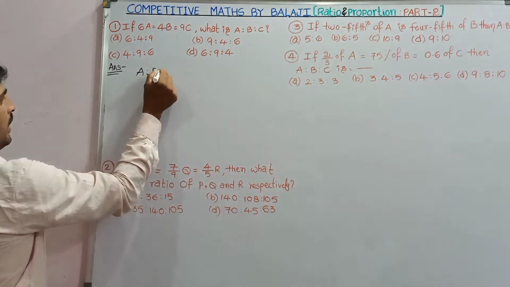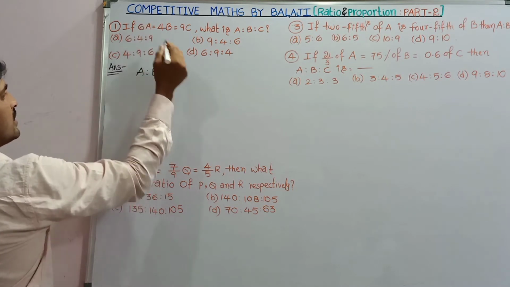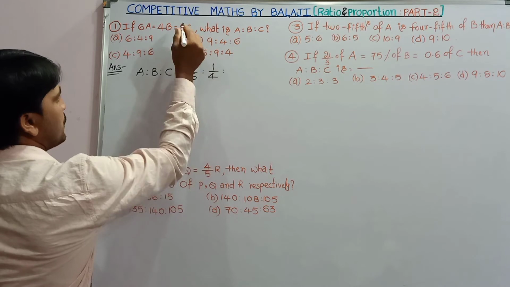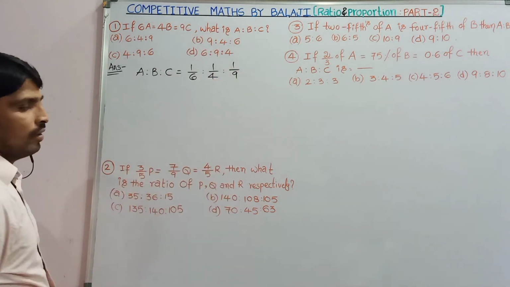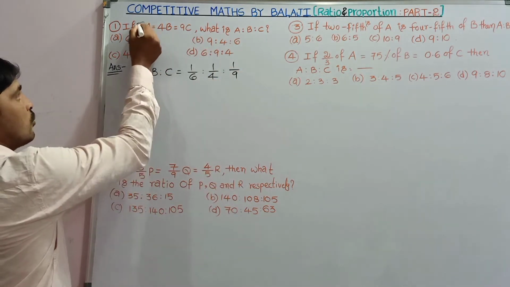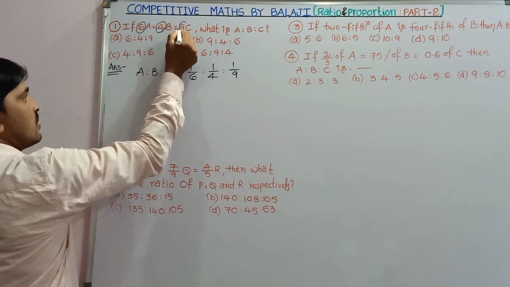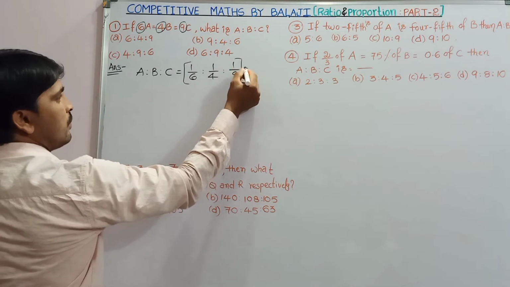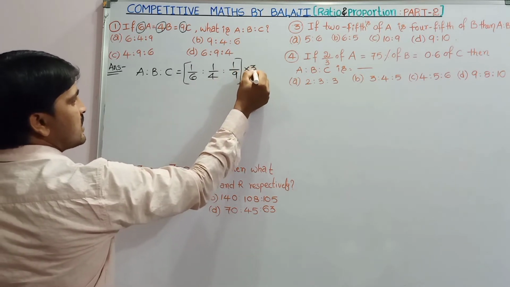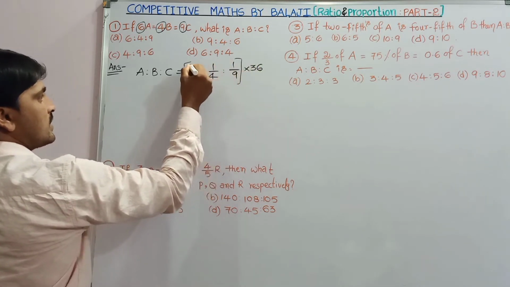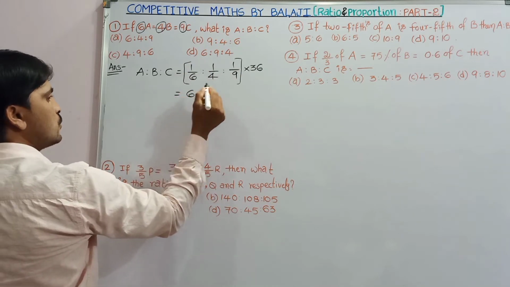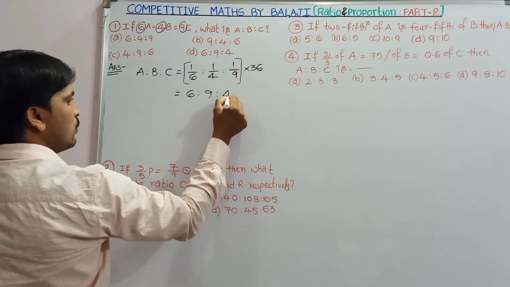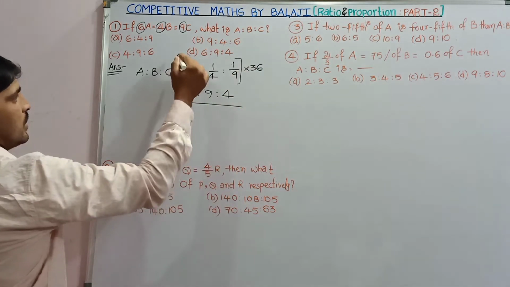Directly you can take A means 1 by 6, B means 1 by 4, C means 1 by 9. Take reciprocals of their coefficients. So again LCM of 6, 4, 9 is 36. 36 by 6, that is 6, is to 36 by 4, that is 9, is to 36 by 9, that is 4. So answer is 6 is to 9 is to 4.